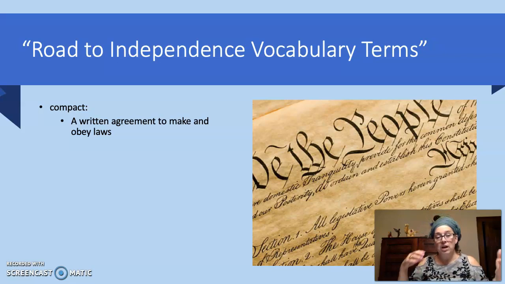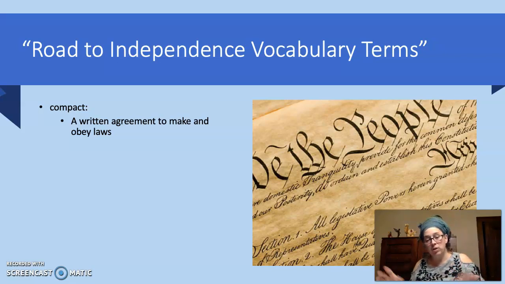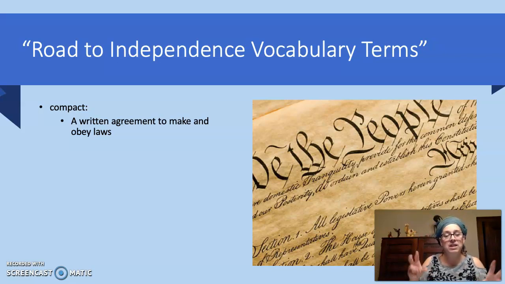Okay, so in the next part of chapter 4, which you haven't gotten to yet, you're going to find out that a compact was the document used for the Articles of Confederation. It's a compact, a written agreement to make and obey laws. Okay?